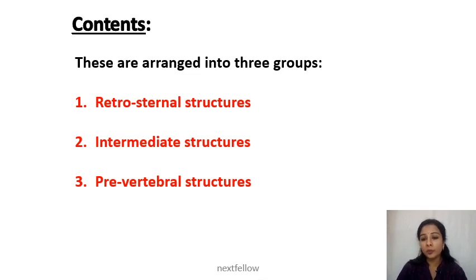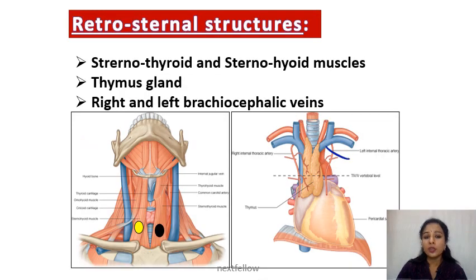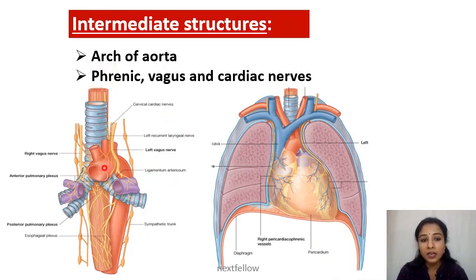Contents: we can divide the superior mediastinum into retrosternal, intermediate and prevertebral structures. Retro means behind, just behind the manubrium sterni. We can see the infrahyoid muscles, sternothyroid and sternohyoid. And the thymus gland, which majorly extends into the superior mediastinum; partly it is present in the inferior mediastinum also. Also the right and left brachiocephalic veins, which join to form the superior vena cava. These are retrosternal. The intermediate structures are the arch of aorta.